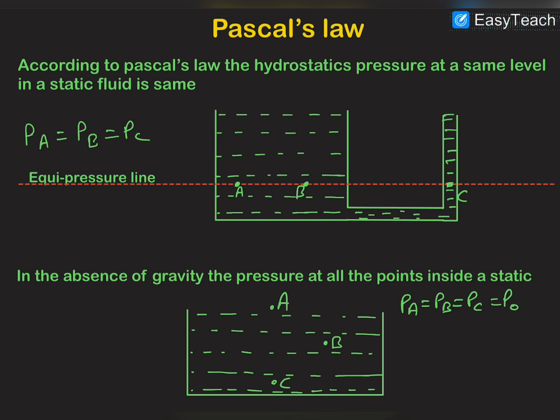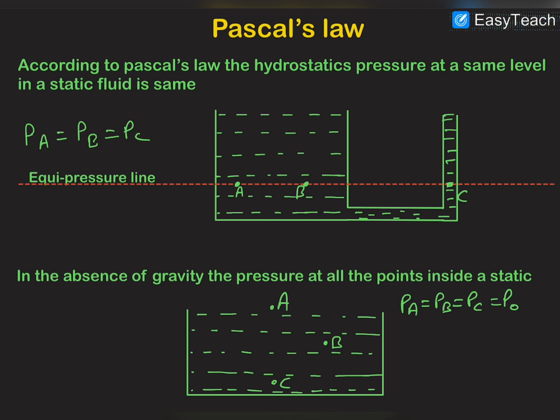To demonstrate this Pascal's law, let us take an example of two vessels which are interconnected with each other, and they are filled with the same liquid. Let's suppose it is water. Let us assume 3 points A, B and C which are at the same depth from the surface. Obviously the pressure at A, B and C will be the same, because the pressure at all of these 3 points will be P naught plus h rho g.